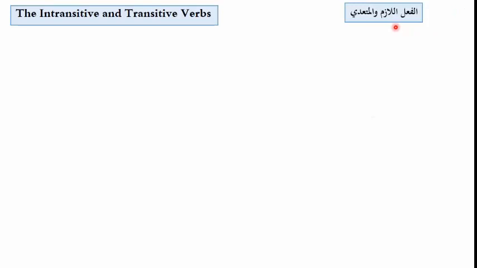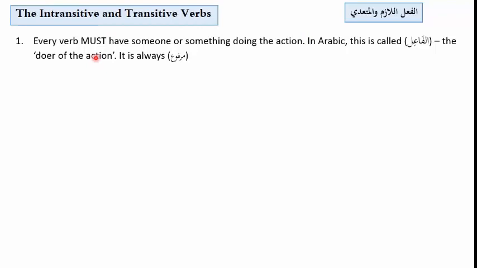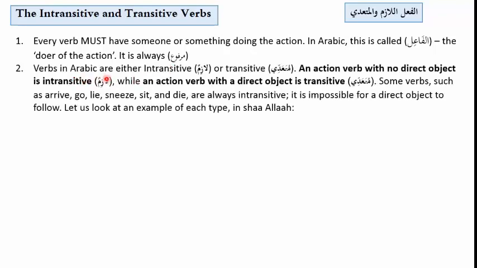Al-fi'lu al-lazimu wal-muta'addi. Every verb must have someone or something doing the action. In Arabic, this is called al-fa'ilu, the doer of the action, and it is always marfu'. Verbs in Arabic are either intransitive, lazim, or transitive, muta'addi.